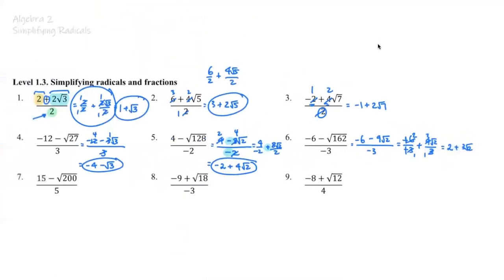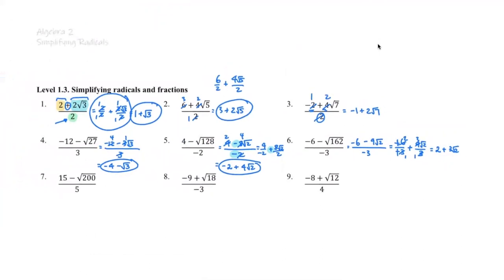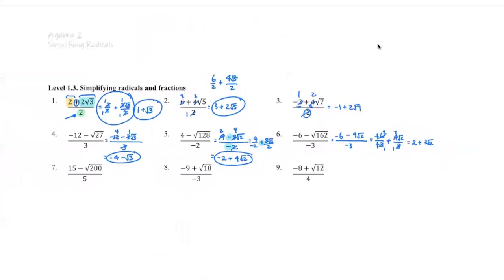All right, so you can go ahead and try 7 through 9. See if you can get them. Check the answer key for the right answer. All right, so that's 1.3.